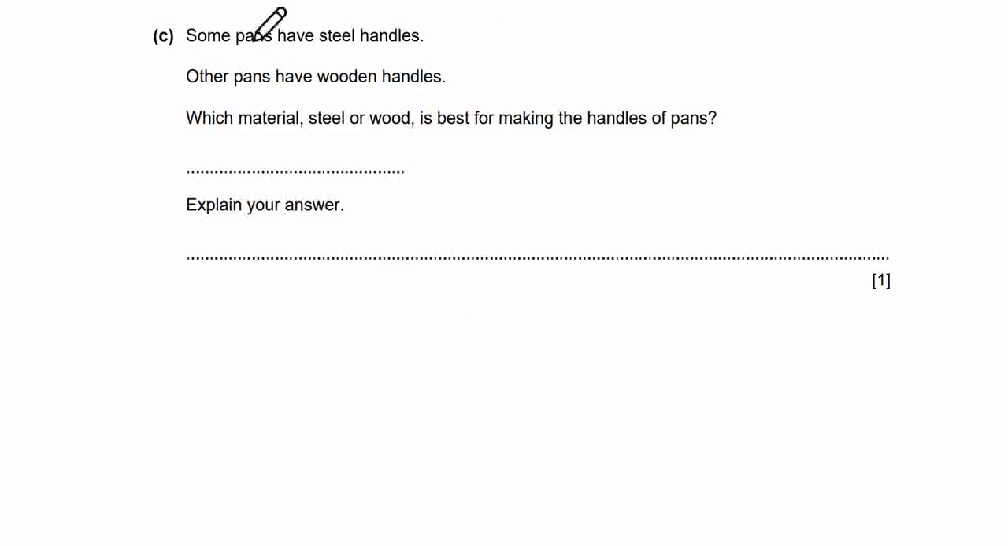Question C. Some pans have steel handles, other pans have wooden handles. Which material, steel or wood, is best for making the handles of pans? It will be the one that is a good insulator. Wood is a good insulator, so our answer will be wooden handle, because we don't feel the heat when we hold the handles.